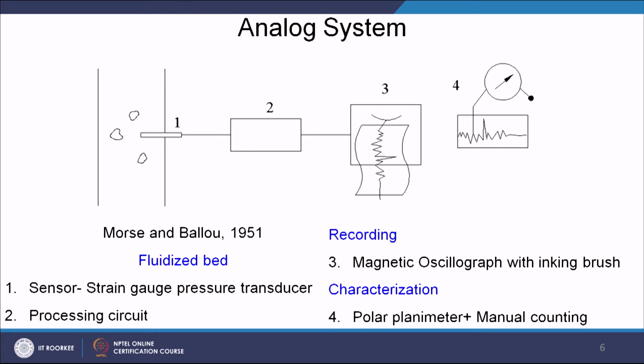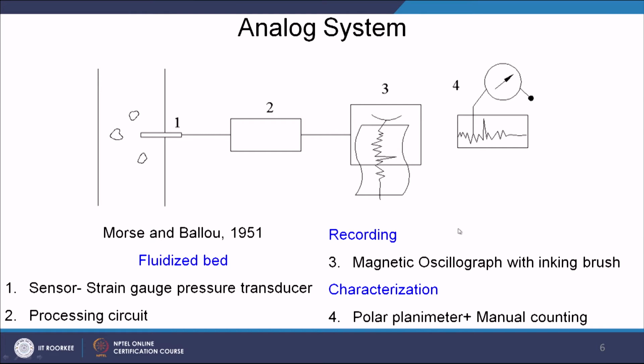So, this is sensing something. Here we have a strain gauge pressure transducer, which will be sensing and giving some signal. Then we have some processing circuit over here. This processing circuit can be any mechanical arrangement. Here the mechanical arrangement was this piston cylinder device. After that it will be giving signal to some magnetic oscillograph with inking brush. So, this is the magnetic oscillograph with inking brush.